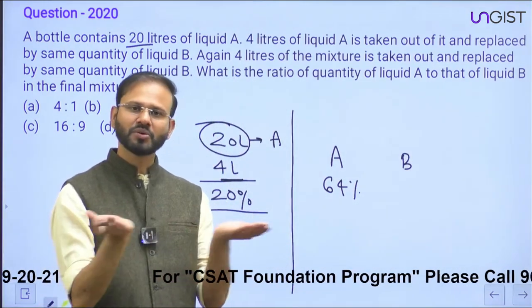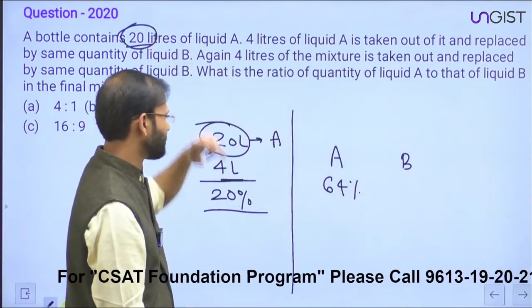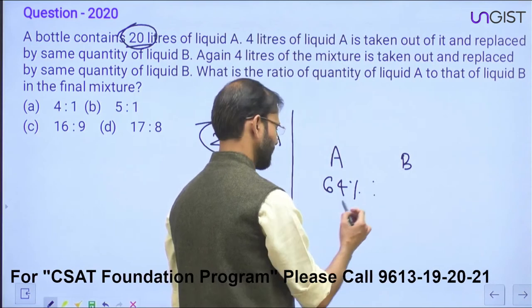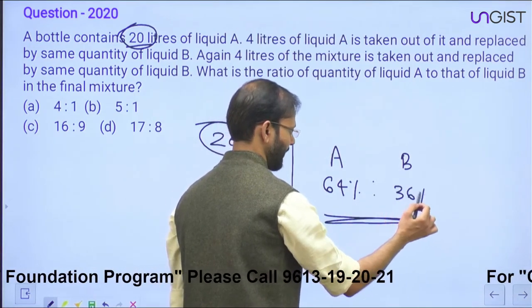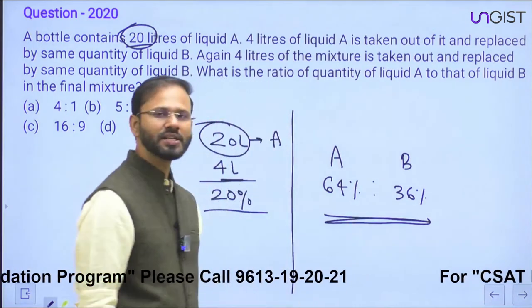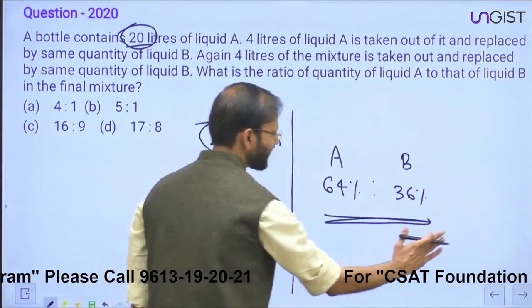So the total concentration is always the same. I mean the total value, the total 20 liters, is always intact. So the total has to be 100%. If it is 64, then it has to be 36%. Guys, clear? They are asking what the ratio is, right? So just try to find the ratio.